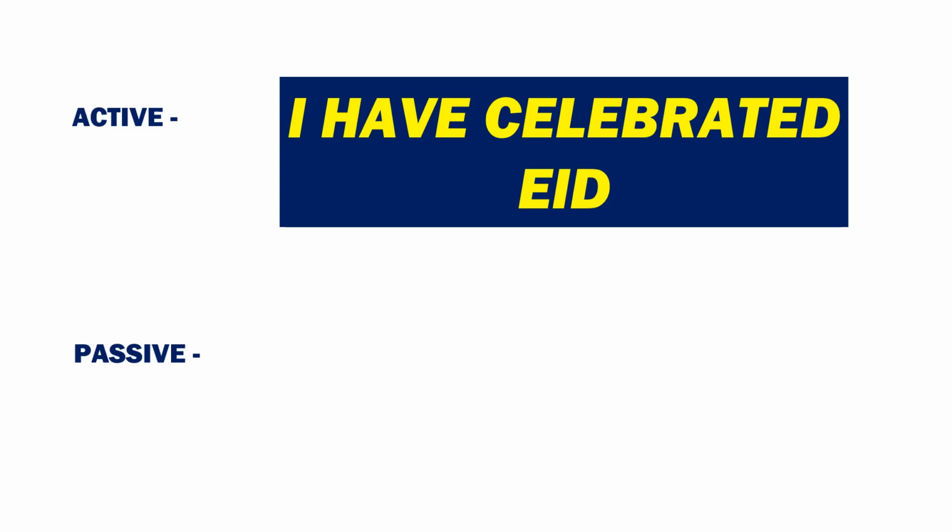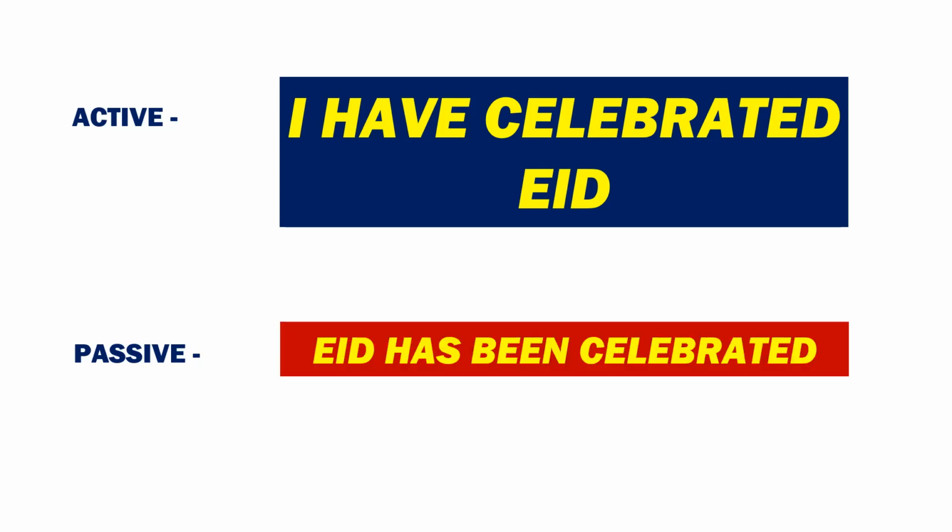प्रेजेंट परफेक्ट में ऑक्सिलरी वर्ब्स कौन से होते हैं? इफ यू वांट टू राइट डाउन, लिखो. प्रेजेंट परफेक्ट में ऑक्सिलरी वर्ब्स होते हैं has and have. पैसिव वॉइस में वो as it is आ जाएगा. Okay. It has been. हाँ. Has been celebrated by me. Yes, Eid has been celebrated by me.